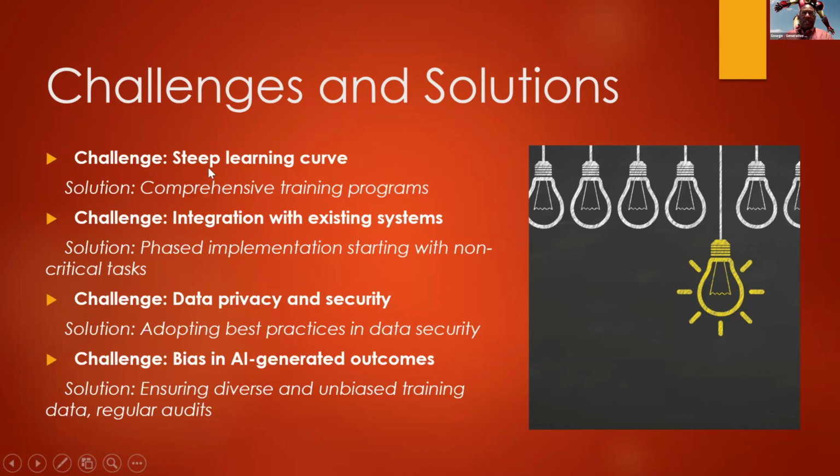So some of the things that I see here: the challenge is there's a steep learning curve, right? So there has to be a way of being able to have some comprehensive training in regards to AI. It might be integration with existing systems. Now, I thought that was going to be a big problem, but I'm telling you, it is moving at an exponential pace, how fast organizations are being able to integrate AI into existing systems, right? But if you're having a challenge in your own organization, then you might want to do a phased implementation starting with non-critical tasks when it comes to AI.